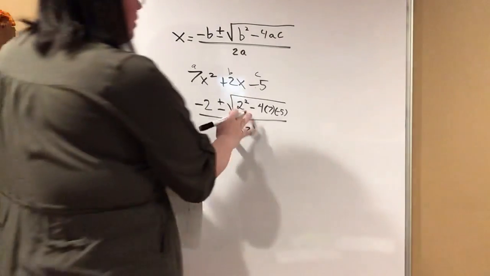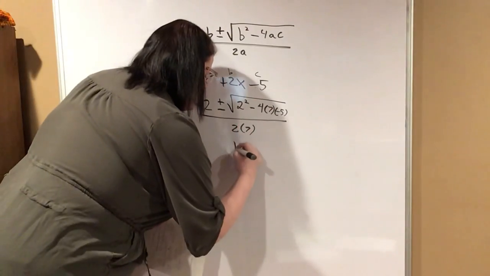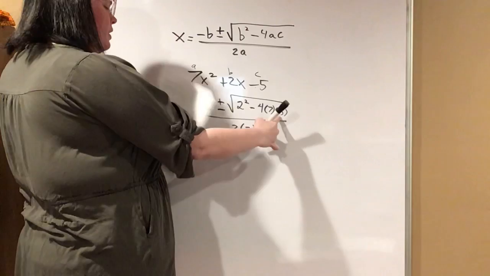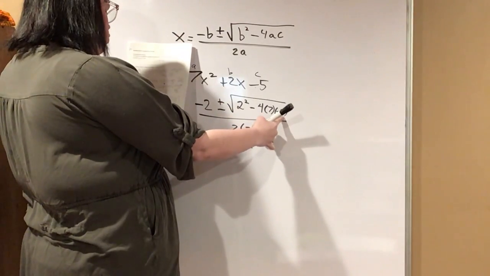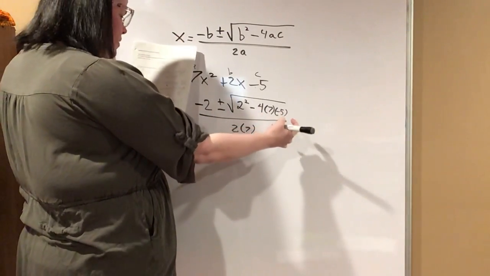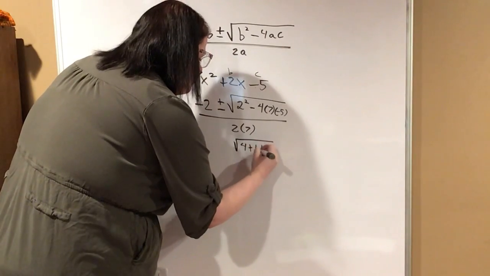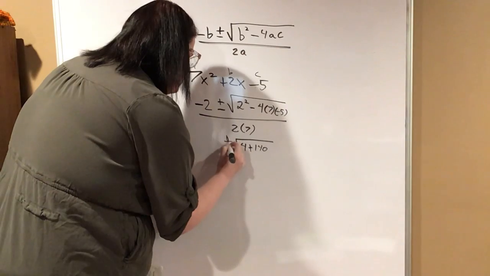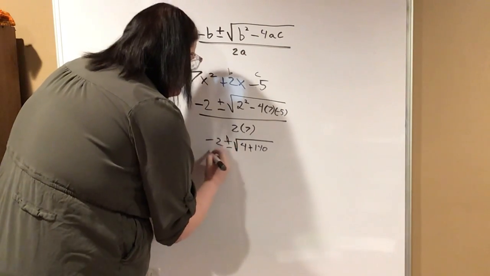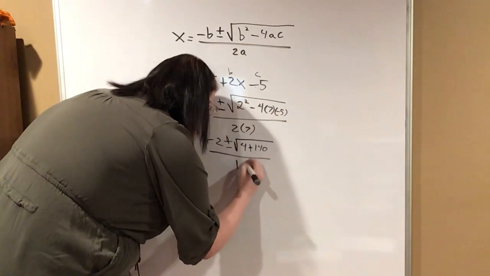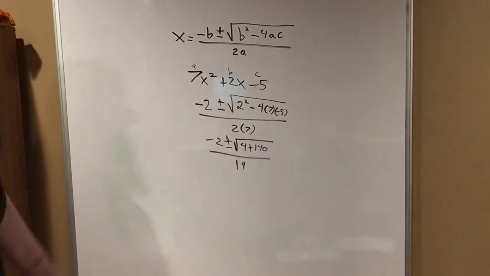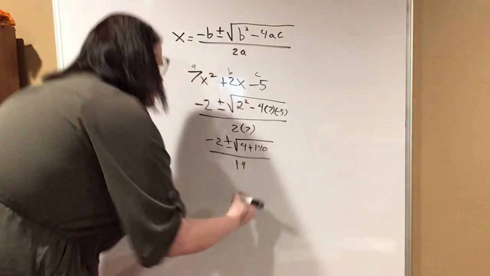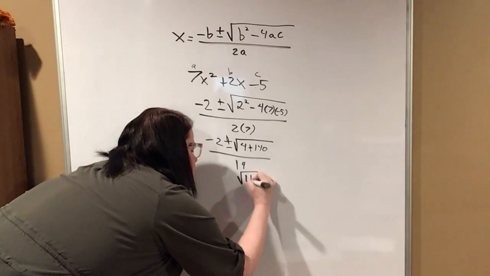So underneath this, I now have 4 minus 4 times negative 4 times negative 5 is 20. And then times 7 is 140. And it's plus and minus. That is a terrible plus, not minus. Negative 2, and then 2 times 7 is 14. Okay, well now let's keep simplifying. 4 plus 140 is the square root of 144.